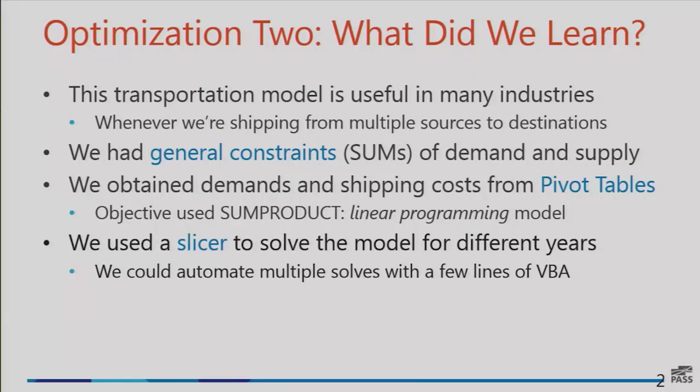Okay. So hopefully what we saw here is we could get the demands and shipping costs from pivot tables. We did get the shipping costs from a pivot table. And we built a simple linear programming model. Oh, and there's one thing I didn't do.